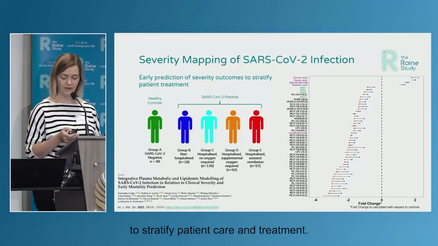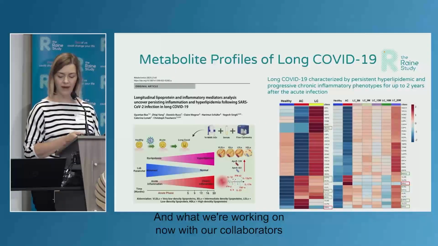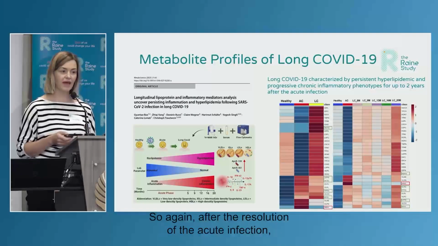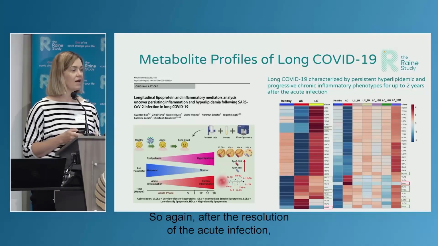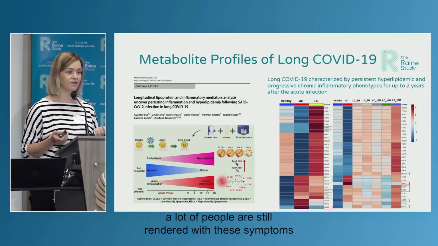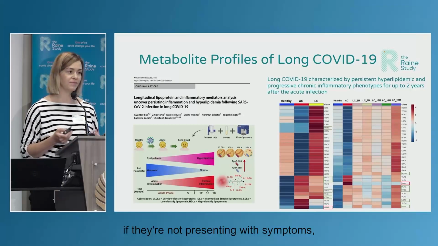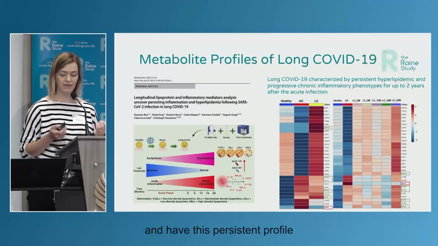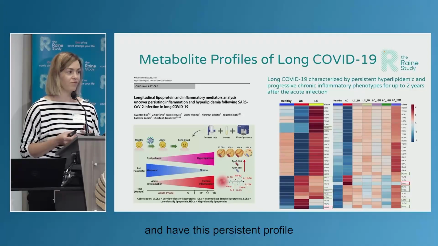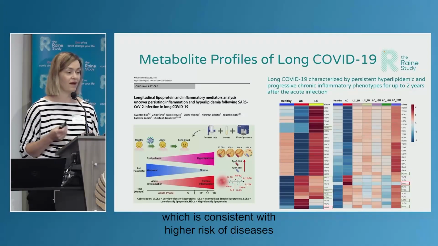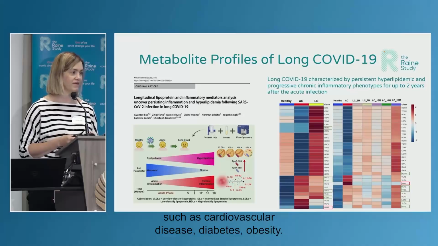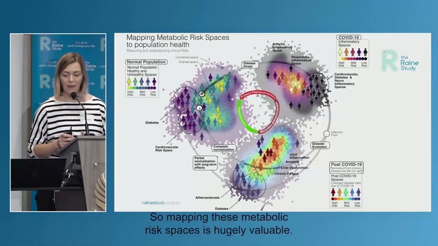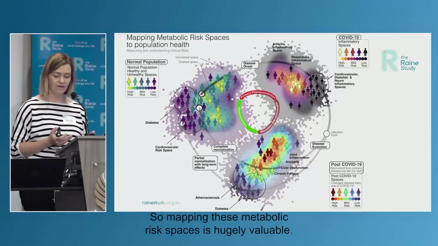patient care and treatment. And what we're working on now with our collaborators is looking at the effects of long COVID-19. So again, after the resolution of the acute infection, a lot of people are still rendered with these symptoms, and perhaps not only if they're not presenting with symptoms, certainly their biochemical profiles have been changed and have this persistent profile which is consistent with higher risk of diseases such as cardiovascular disease, diabetes, obesity. So mapping these metabolic risk spaces is hugely valuable.